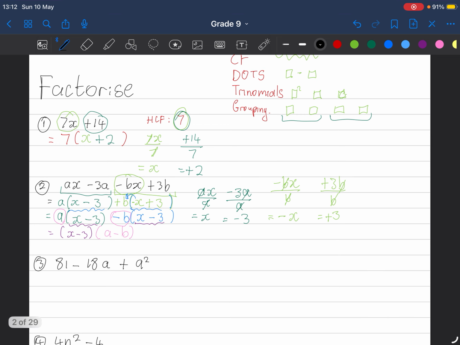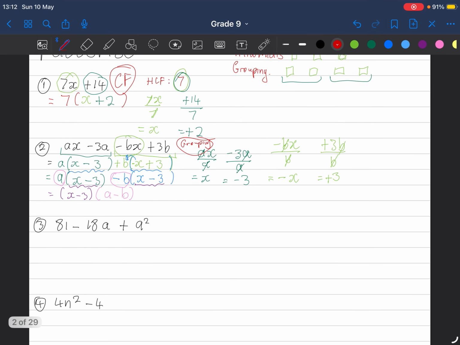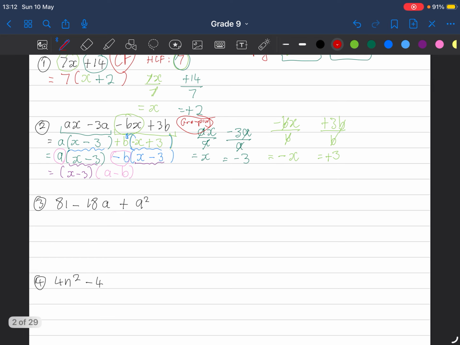Alright, so just to recap, our first method we said is common factor, and our second one was grouping. I would like you to make a habit of every time you identify an expression that you want to factorize, write down the method before you start. That just gives you a bit of a direction and an idea on what to do.